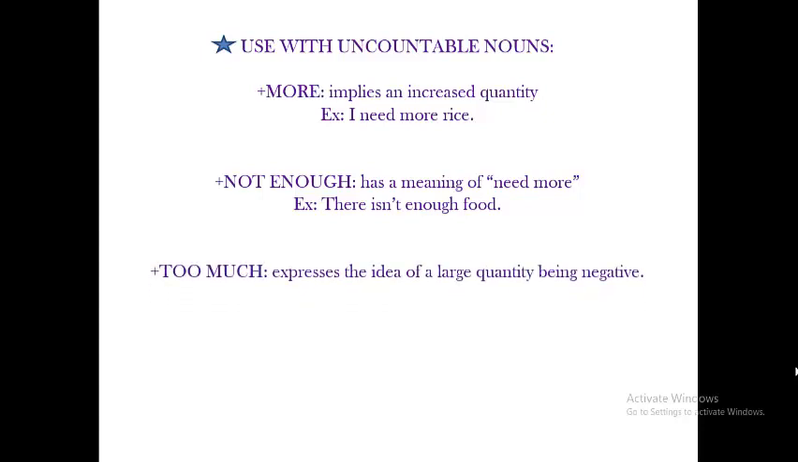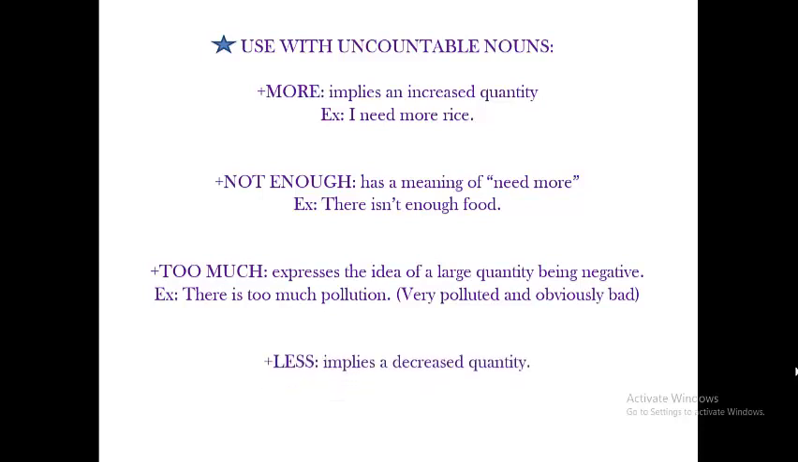This third one is too much. Too much expresses the idea of a large quantity being negative. For example, you can say, there's too much pollution. This area is very polluted, and this is obviously bad. And the final one is less. Less implies a decreased quantity. For example, you can say something like, there should be less crime, so the earth would be more peaceful.